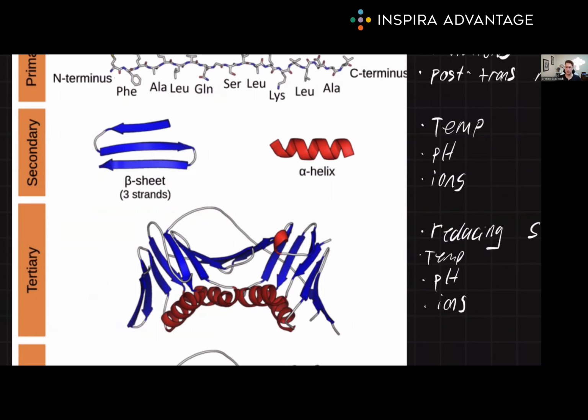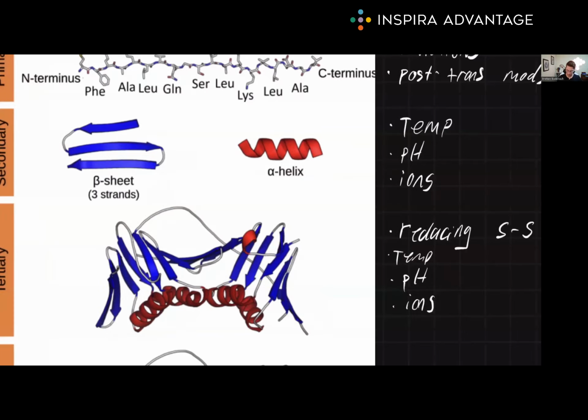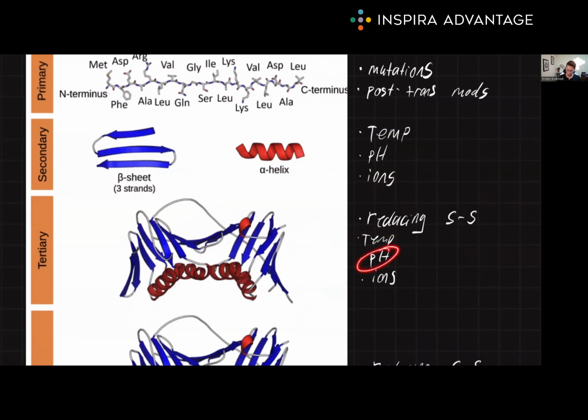The tertiary structure of a protein is held together by a variety of interactions between amino acids. Any factor that disrupts these interactions can interfere with the tertiary structure of the protein. For example, again, we see high temperature coming up, changes in pH, or in ionic strength of the surrounding solution. This all makes sense. If we're messing with our secondary structure, we would predict that the tertiary structure would be affected as well. What we see that is different now is reducing sulfur-sulfur bonds.